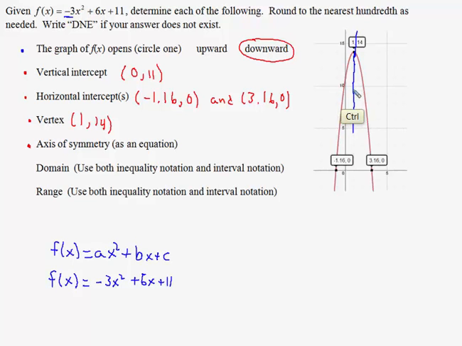So the question here is, what is that line? What's the equation of the vertical line that passes through x equals 1? And I basically just answered it.